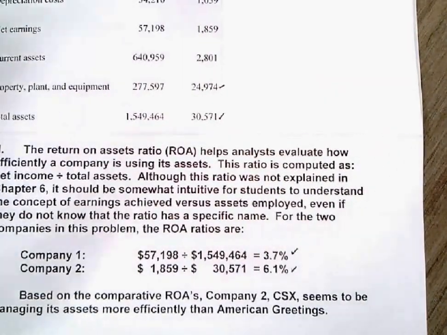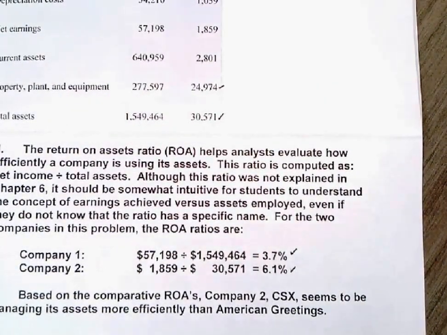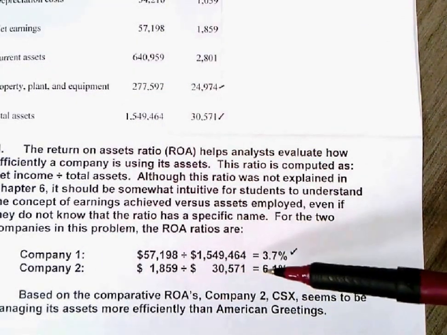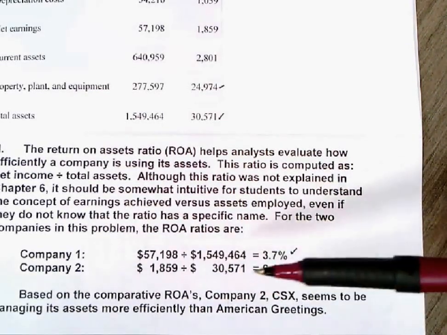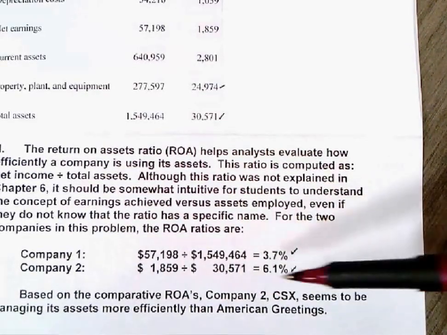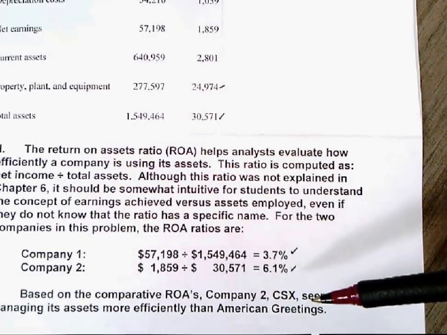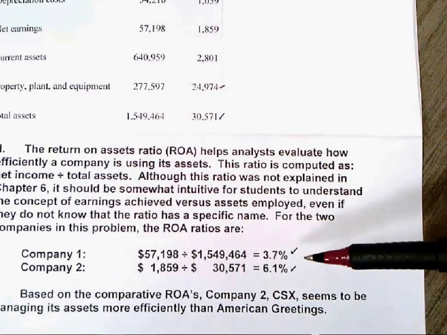So this is a good way to make a comparison across companies of vastly different sizes. It's not the amount of the net income or even the total amount of assets they have, it's the amount of income relative to those assets. So here Company 2 is clearly managing and utilizing its assets more efficiently than Company 1.